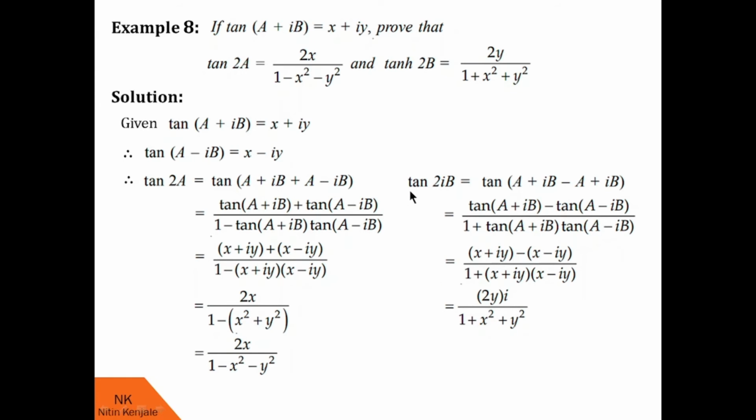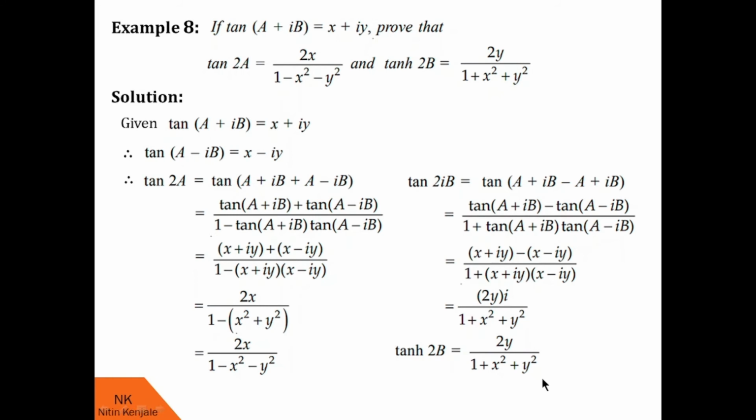Further, this left hand side, that is tan of 2ib, can be written into the hyperbolic tan function using the relation between circular and hyperbolic functions. So we get on LHS i into tanh 2b. That i and this i will get cancelled. So we get tanh 2b is equal to 2y upon 1 plus x square plus y square. So guys, we have just proved that tan 2a is equal to 2x upon 1 minus x square minus y square, and tanh 2b is equal to 2y upon 1 plus x square plus y square. I hope guys you understood this answer.